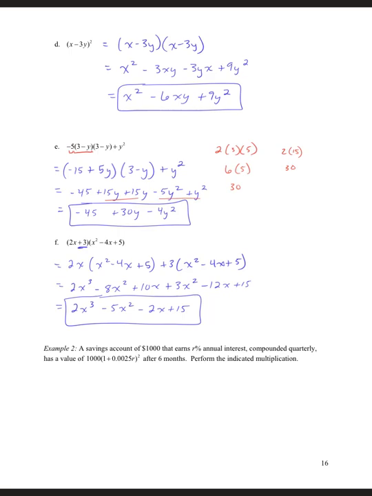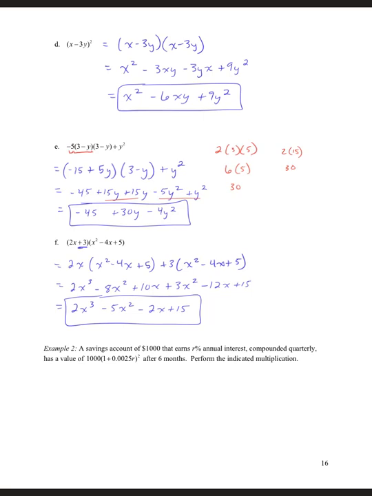Now we have to combine like terms. Pay close attention. This is xy, but this is yx. The commutative property allows us to reorder them. x times y is the same as yx. So these two are what we call like terms. So we get x squared minus 6xy plus 9y squared.